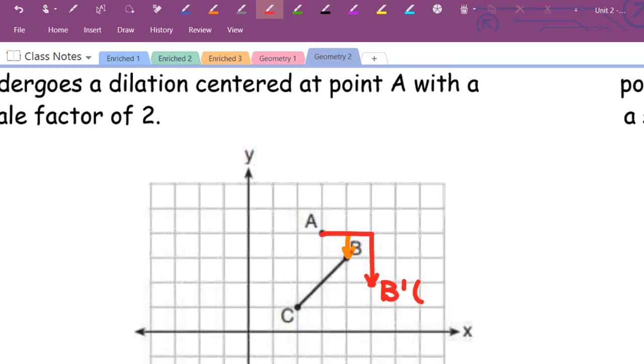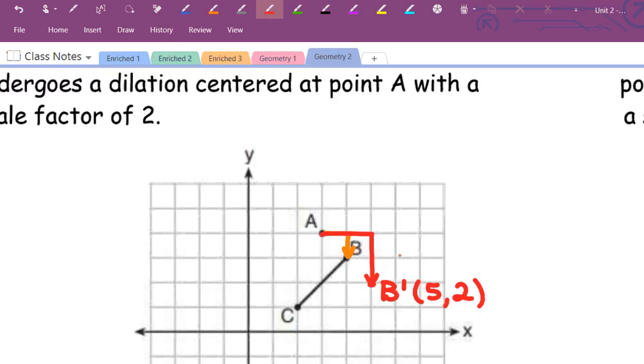Yep. 1, 2, 3, 4, count over 5. And then we go up 2. Now do the same thing, the exact same process, to get what C prime would be. And Sam, did you get what C prime would end up being? So, 1, -3.